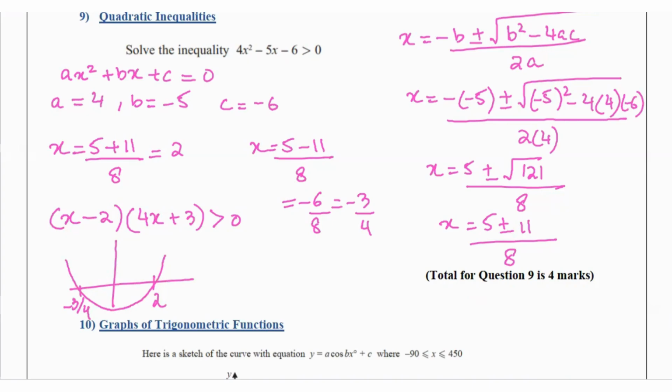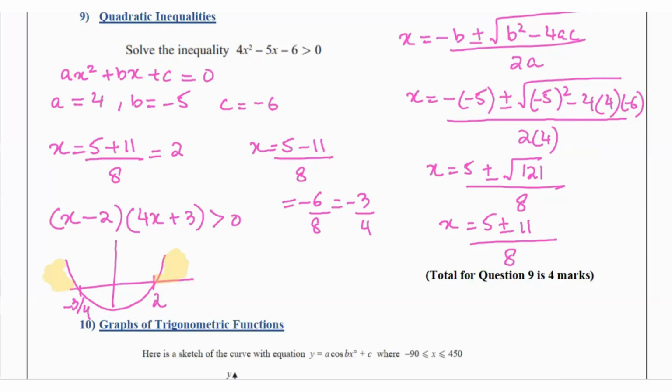If the question states that your inequality is greater than 0, that means we look at the behavior of the x values above the x-axis. However, if it was saying less than 0, we look at the behavior of the x values underneath the x-axis.